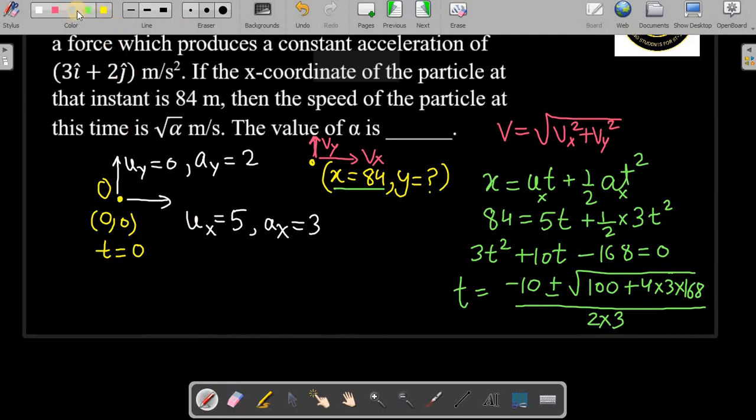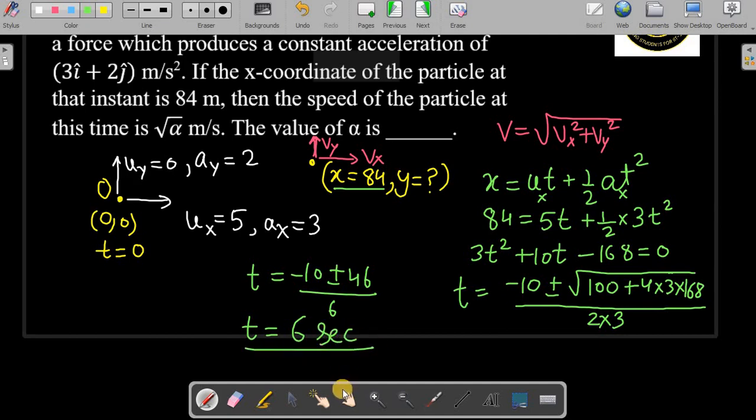So time will be minus 10 plus minus 46 by 6. So time can be calculated now. Of course it cannot be negative, so take plus 46. So this will be 36. 36 by 6 is 6 seconds.